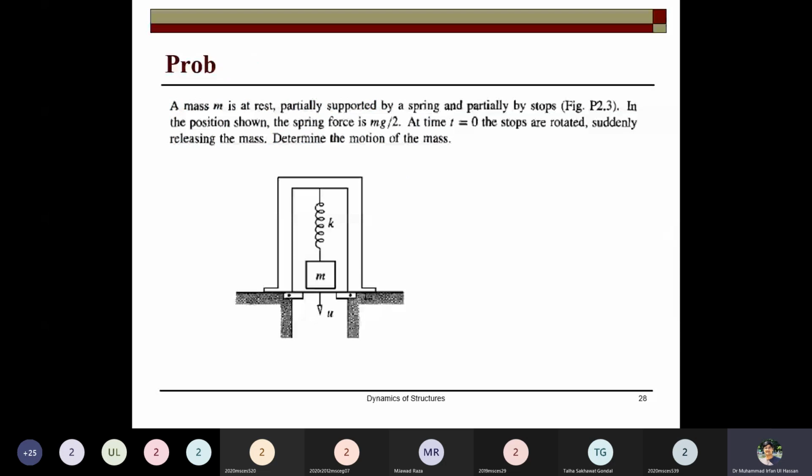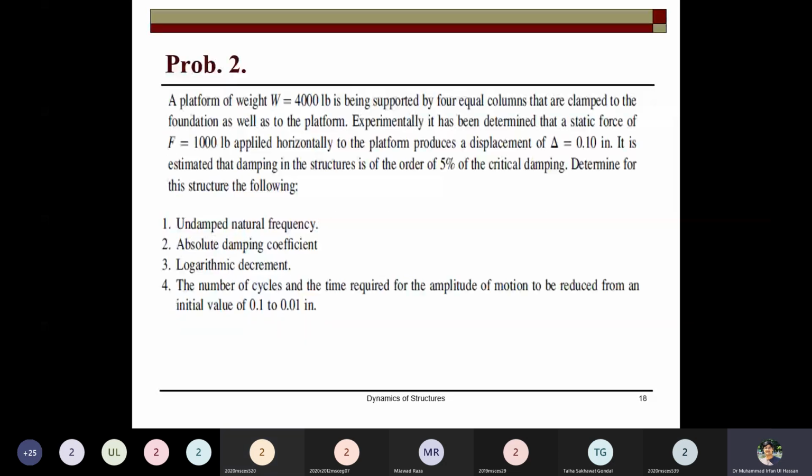There are other different problems. The second one is where a platform is being supported by 4 equal columns that are clamped to the foundation as well as to the platform. Experimentally, it has been determined that a static force F equal to 1000 pounds applied horizontally to the platform produced a displacement of 0.1 inch. It is estimated that damping in the structure is 5%. Determine the undamped frequency, absolute damping coefficient, logarithmic decrement, and number of cycles.